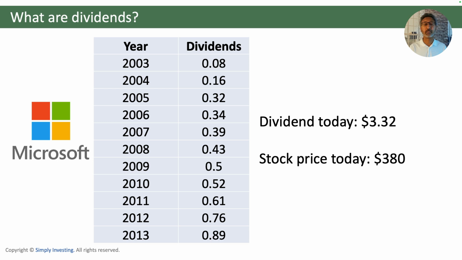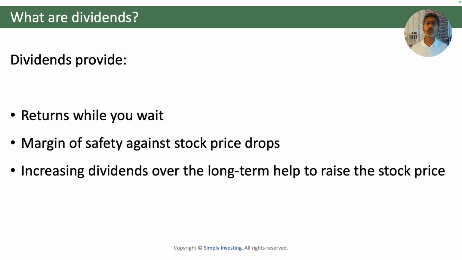Now, in fact, the dividend has gone up and up and up. As of this recording in the year 2025, the dividend today is $3.32, and the stock price is way high now. It's over $380 again as of this recording. So dividends provide you with a return on your investment while you hold on to those shares. It provides a margin of safety against stock price drops. If the stock price goes down, hopefully you're still getting a dividend. Hopefully the company is growing the dividend every year. That is still money in your pocket. And increasing dividends over the long term actually help to raise the stock price. And we saw that with Microsoft.